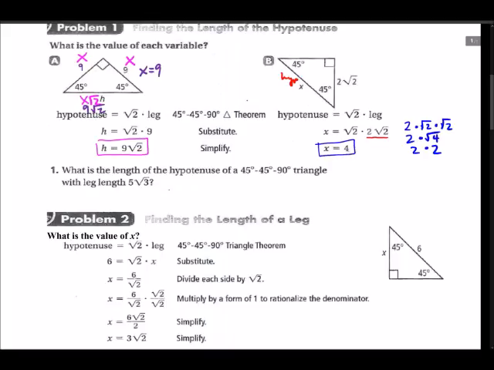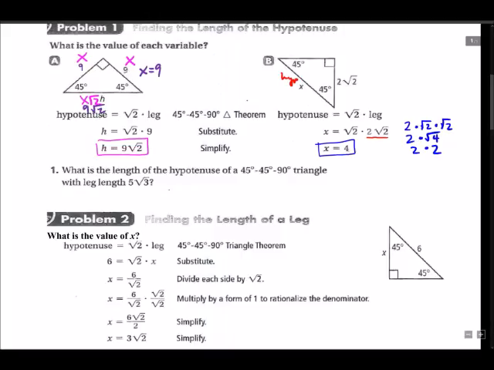Now this is a little hint for you. Anytime you have a square root times itself, what comes out is that number. And for this reason right here, square root of 2 times square root of 2 is square root of 4, which makes it a perfect square. 2 times 2 is 4. So you can go through this step, or you can just go straight to, well, I know that a square root times another square root is just the number.